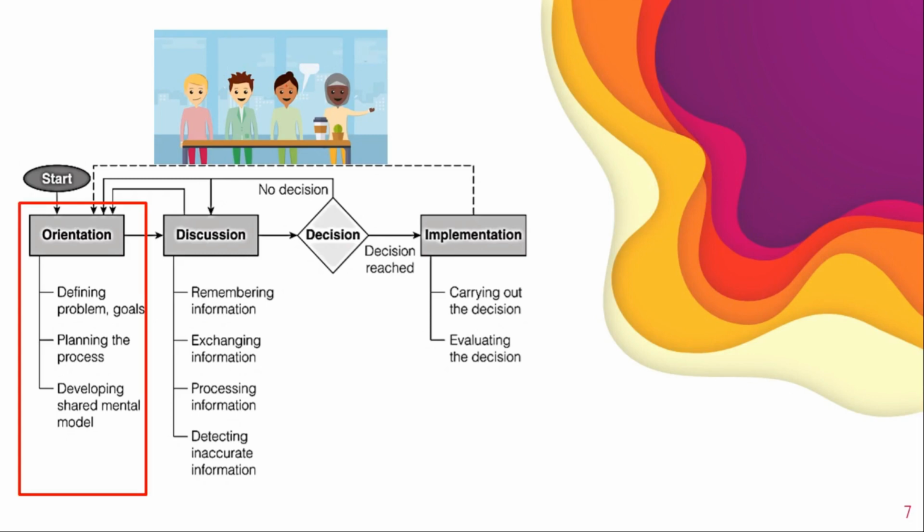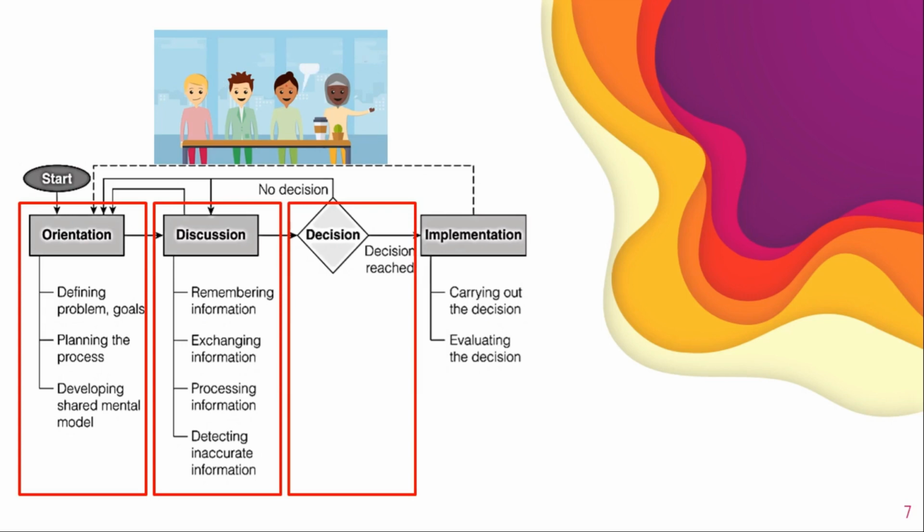In the orientation phase, the group defines the problem, sets goals, and develops a strategy. Next, during the discussion phase, the group gathers information about the situation, and if a decision must be made, it next identifies and considers options. During the decision phase, the group chooses its solution by reaching consensus, voting, or using some other social decision process. Lastly, in the implementation phase, the group puts the decision into action and assesses the consequences of its choice.